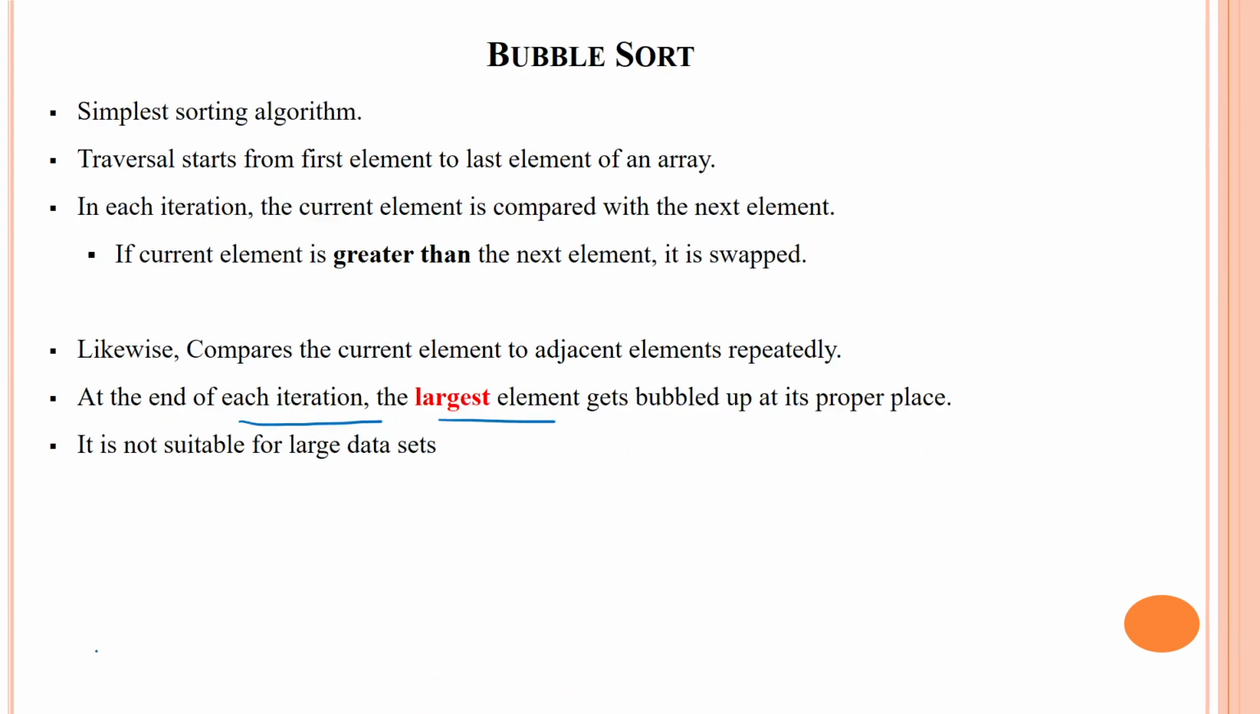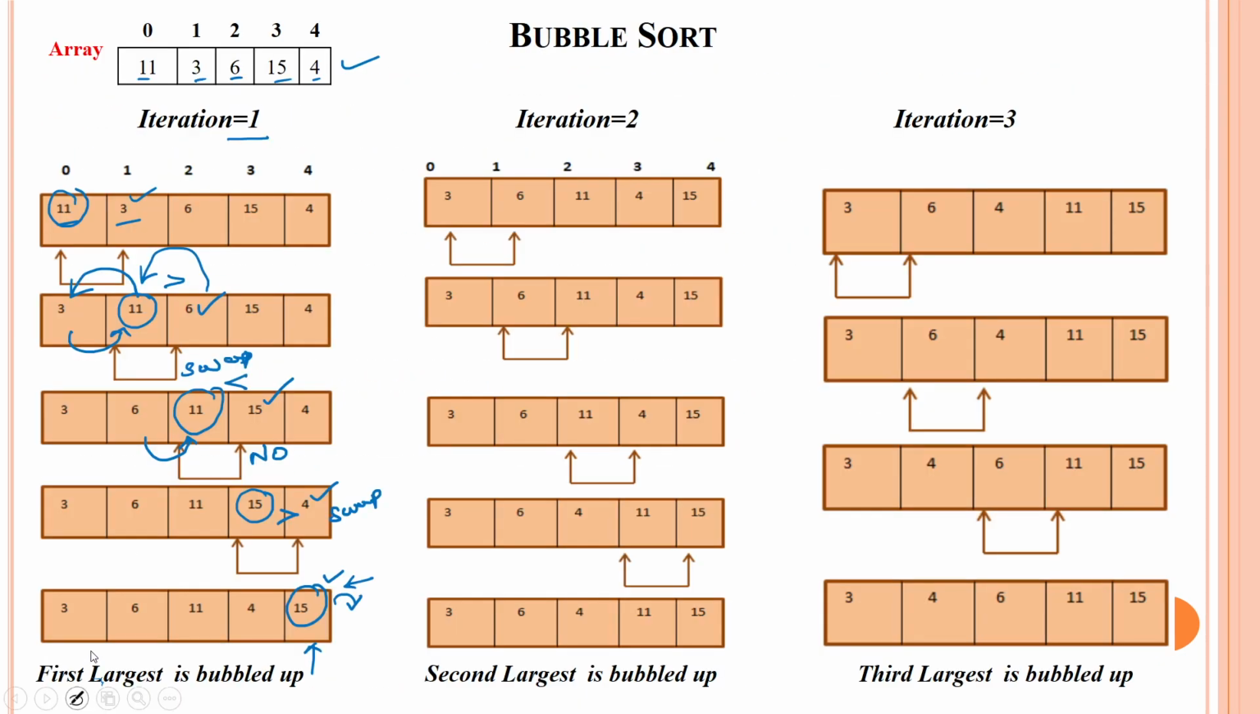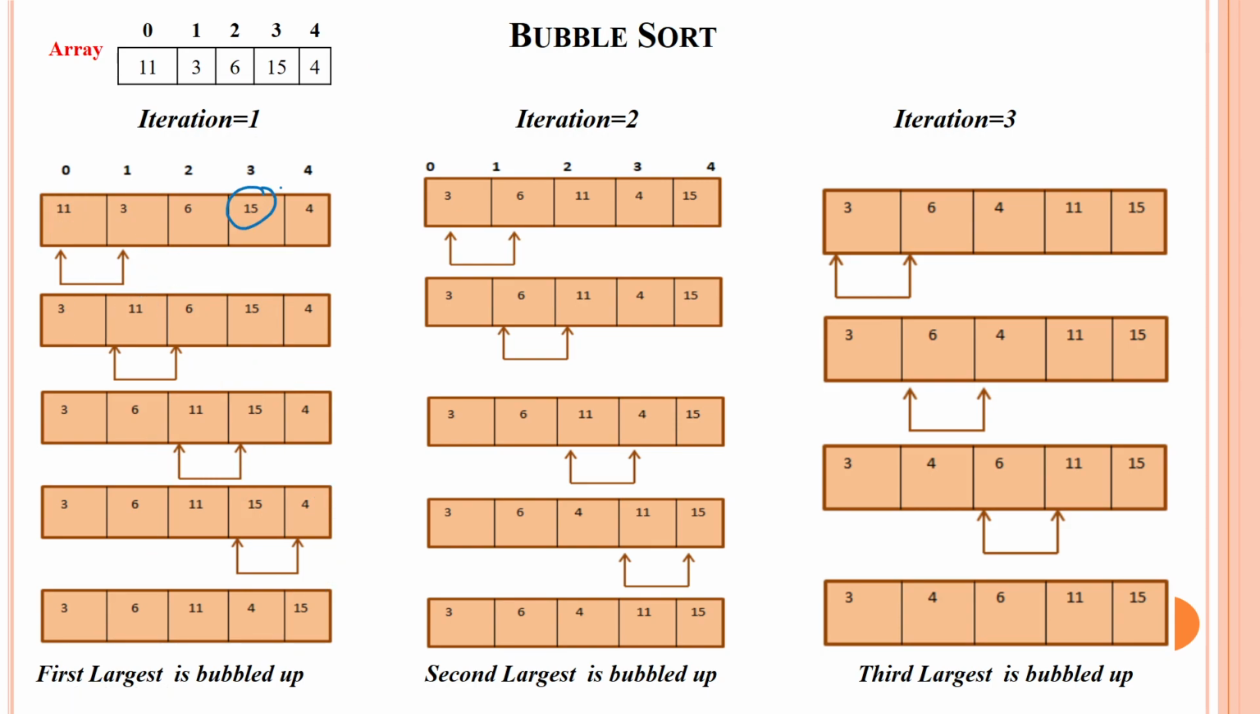So here the largest element in the given array is 15. It is bubbled up and placed in the right position, the proper position in the given array. So that's why it is called bubble sort.